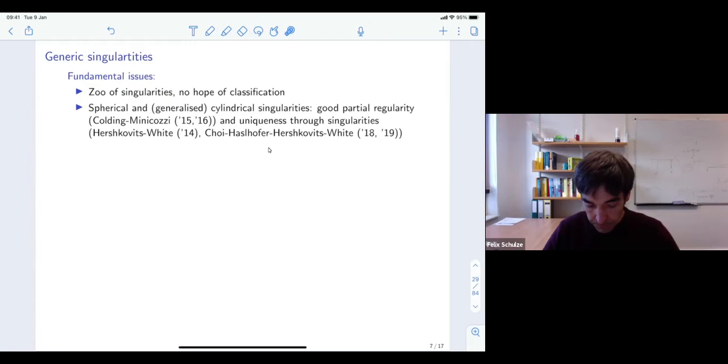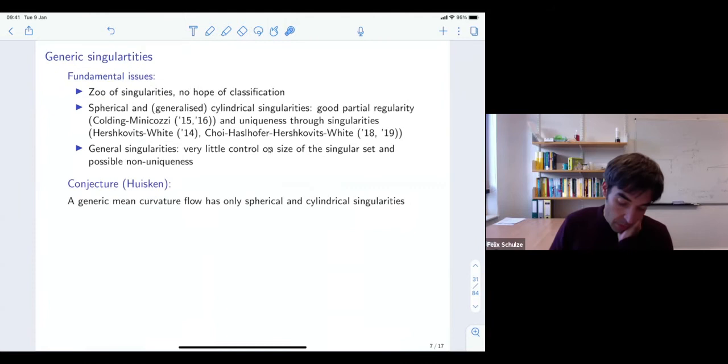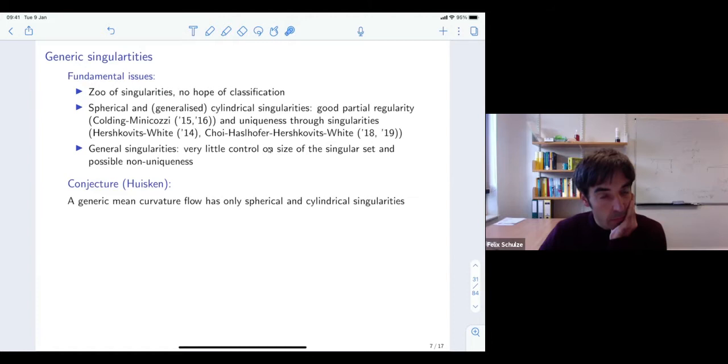Now, in general, it's much harder to control the size of a singular set and understand possible non-uniqueness if you have singularities which are, for example, modeled on these asymptotically conical shrinkers. But there's an old conjecture of Huisken that a generic mean curvature flow should only have spherical and cylindrical singularities. But the question is, what does generic mean? It wasn't really specified in that conjecture. But in some sense, that's what you expect. You expect that these other singularities are in some sense unstable. So one should be able to perturb them away.